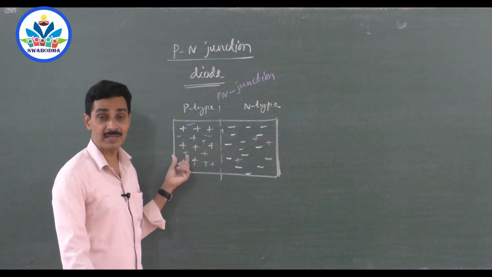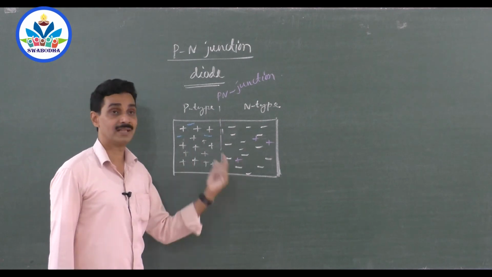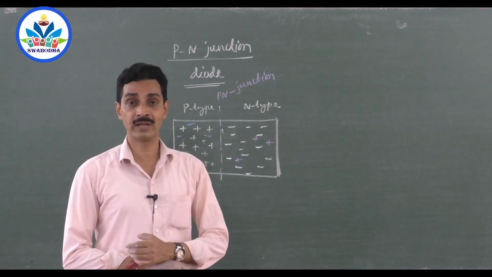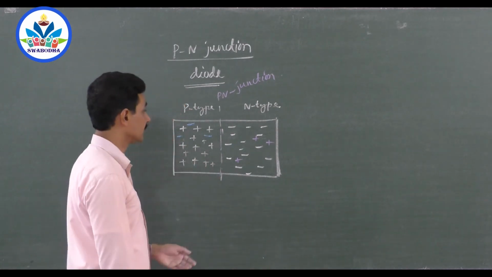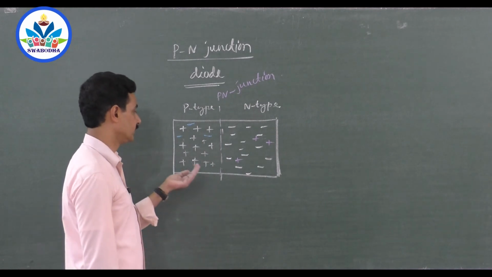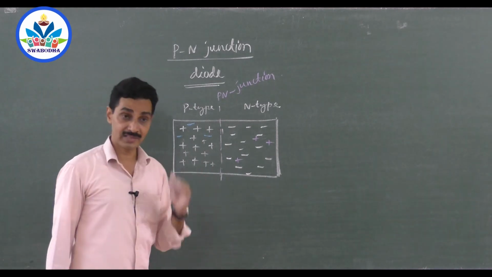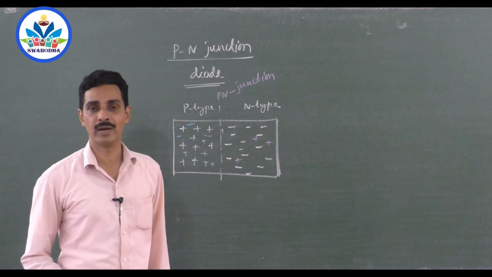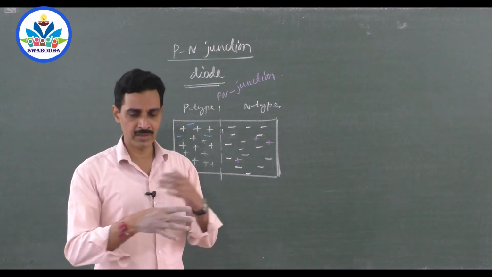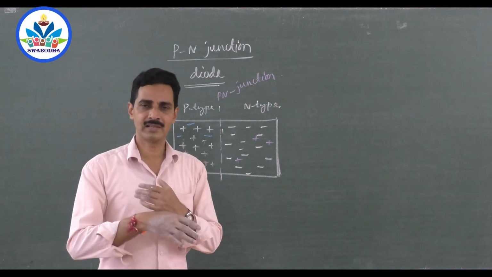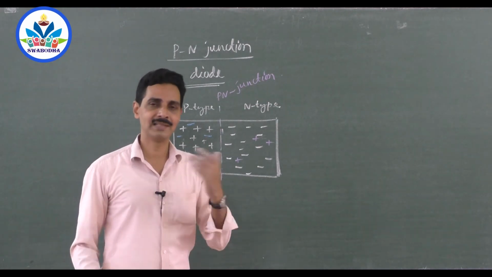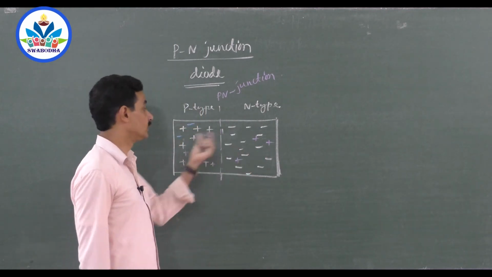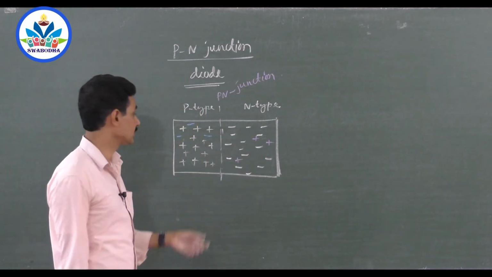Concentration of holes on the p side is more, concentration of holes on the n side is less. So there is a diffusion from higher concentration to lower concentration. Electrons from n side will start moving towards the p side, and for this motion no external battery or external energy is required, because it is just a motion because of higher concentration and lower concentration, and this is called diffusion. So diffusion of electrons from n side to p side and diffusion of holes from p side to n side starts.